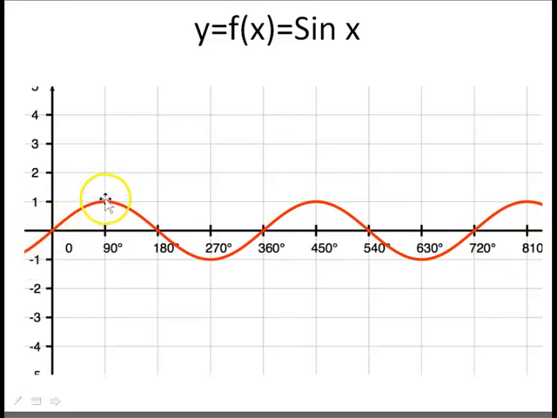Notice that the highest point of the graph is 1, so all the maximum points are 1. And the lowest point on the y-axis is minus 1. So it ranges between minus 1 and 1. For example, we have 0, 0, and then we have 90 degrees, 1, and then 180 degrees, 0, then 270 degrees, minus 1, and then 360 degrees, 0, and so on.